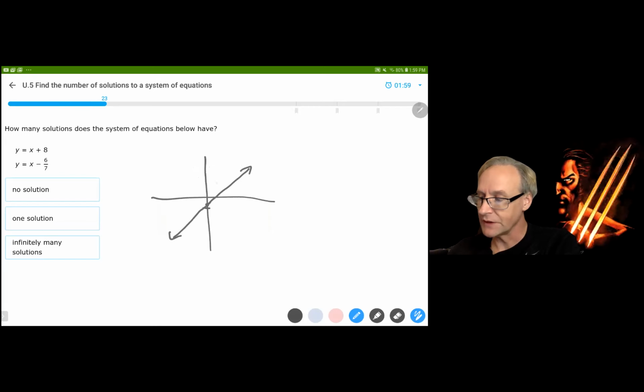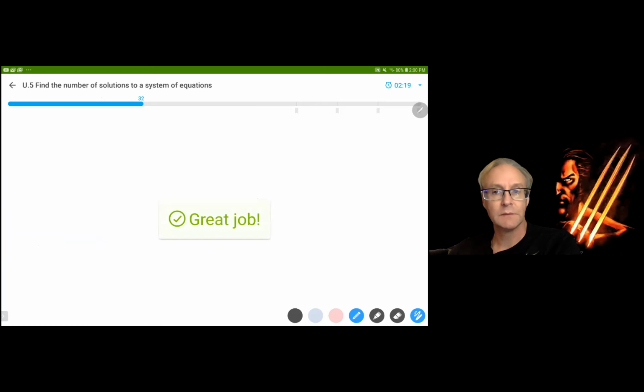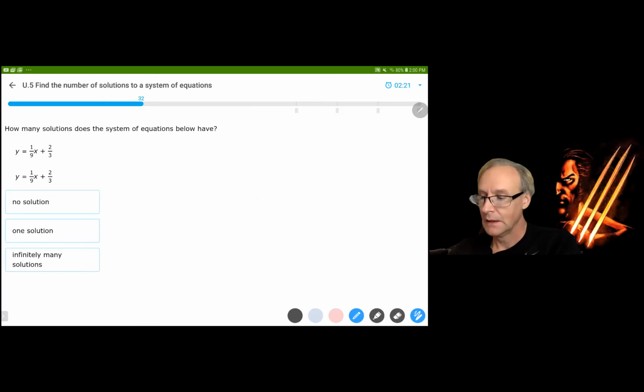The other equation goes through 8. 1, 2, 3, 4, 5, 6, 7, 8. But it has a slope of 1 as well. So the two lines are parallel, and they look something like that. They never intersect, so they have no solution. Whenever you have equal slopes with different intercepts, you're going to have no solution because they're going to be parallel lines.